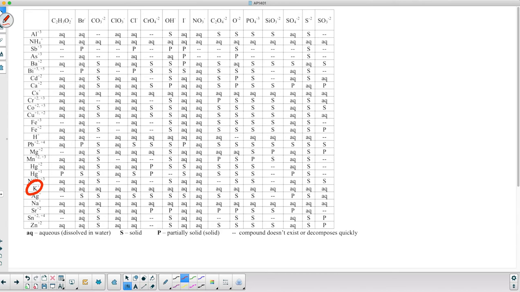Okay, so let's take a look at lead then, because lead is the next one. So potassium nitrate is this one right here. Where are we at here? Nitrate, potassium and nitrate is right here, and that's AQ. But if we go to lead iodide, it says P. We're looking for a P or an S, and we have a P, which means partially soluble, which means that it comes out of the solution.